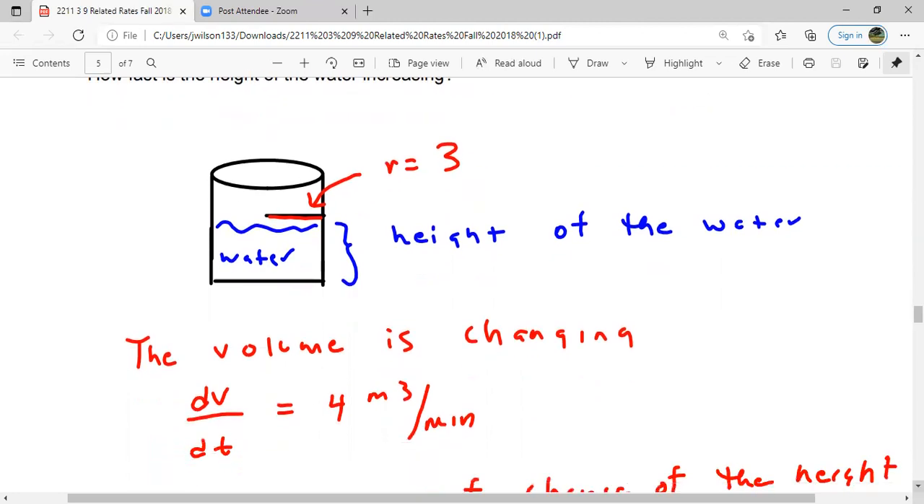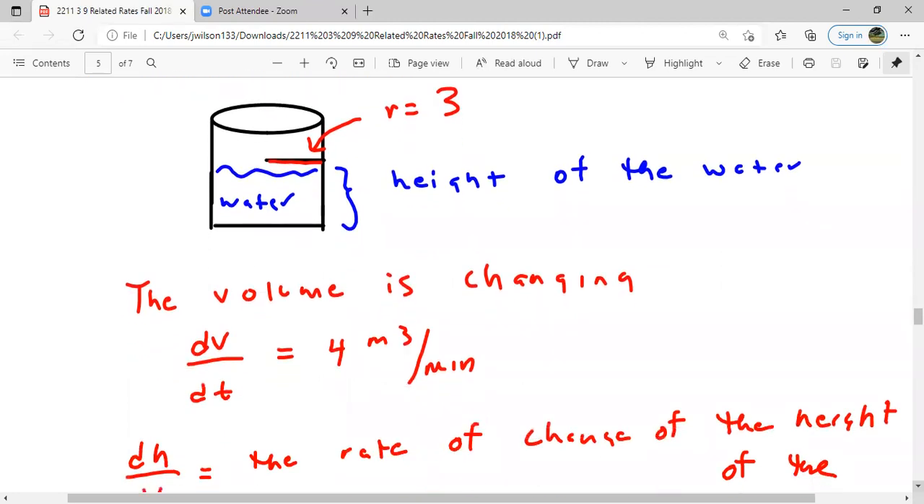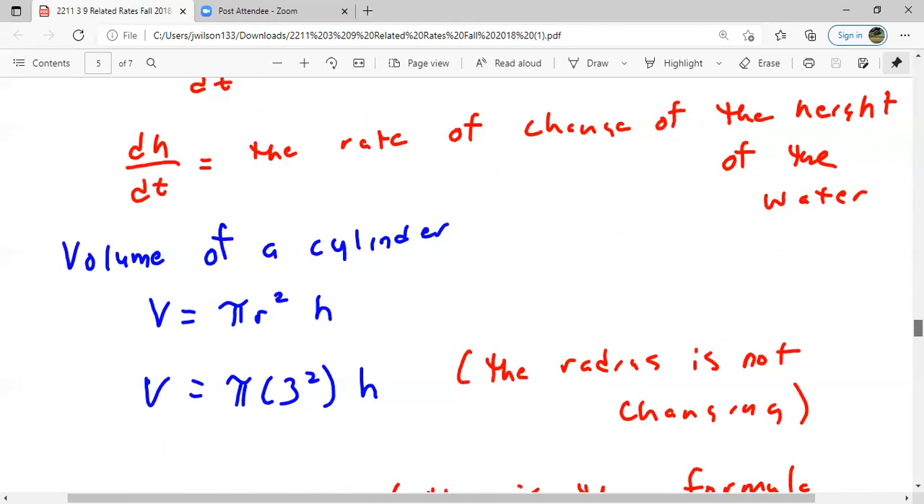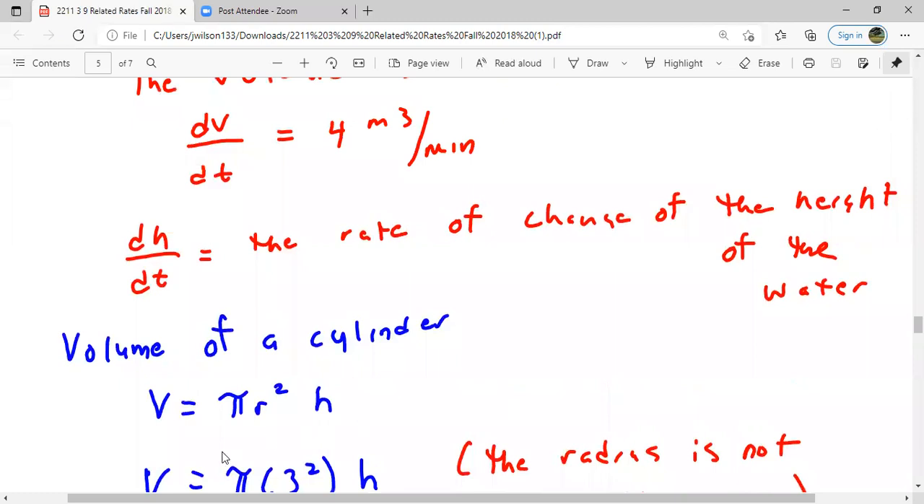So, I think we have that somewhere. It's down here. This is the formula. So the volume of a cylinder or a tank is volume is pi r squared times h. So that's the formula we're going to need to use.